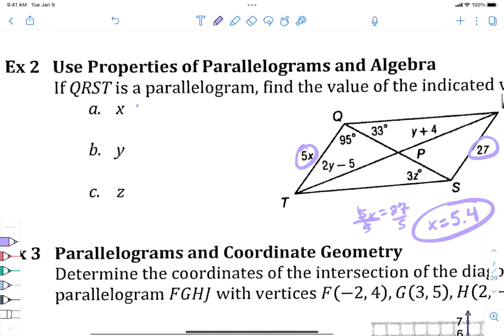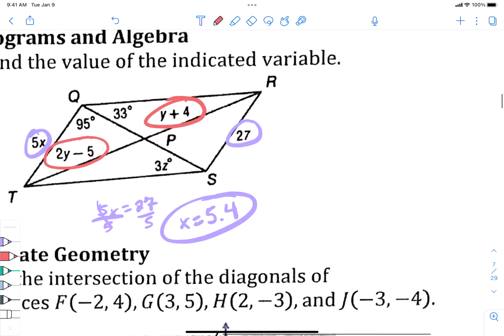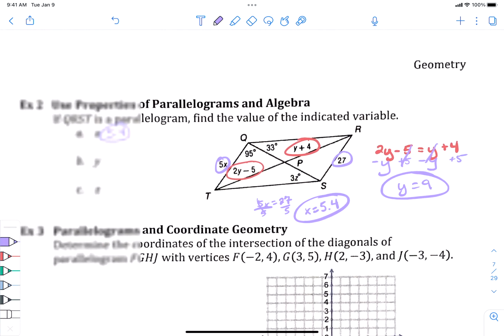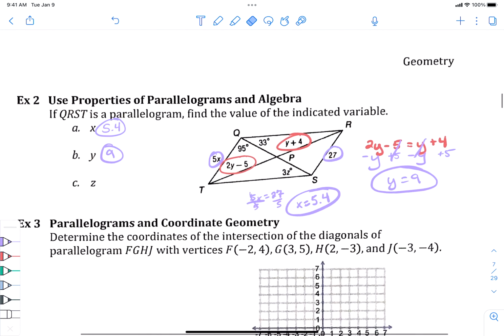Not too bad. Y, we have y's that are here and y's that are here. And what do we know about those two y's? They equal each other because the diagonals are bisected. And we can do some math here. So I'm going to subtract the y, and I'm going to add the 5, and I'm going to get y equals 9. And Haley had that like 20 minutes ago, but that's okay. Y is 9. Happy with that? Okay, now this one's a little bit tougher, maybe.